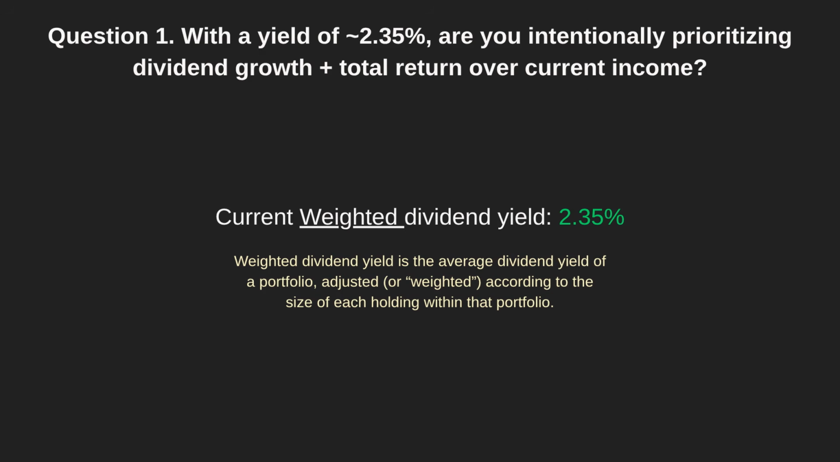Let's dive in. Question number 1. With a yield of 2.35%, are you intentionally prioritizing dividend growth plus total return over current income? Yes, I'm still young with decades of investing ahead. I don't need the income now, so I'm focusing on total return with high dividend CAGR.